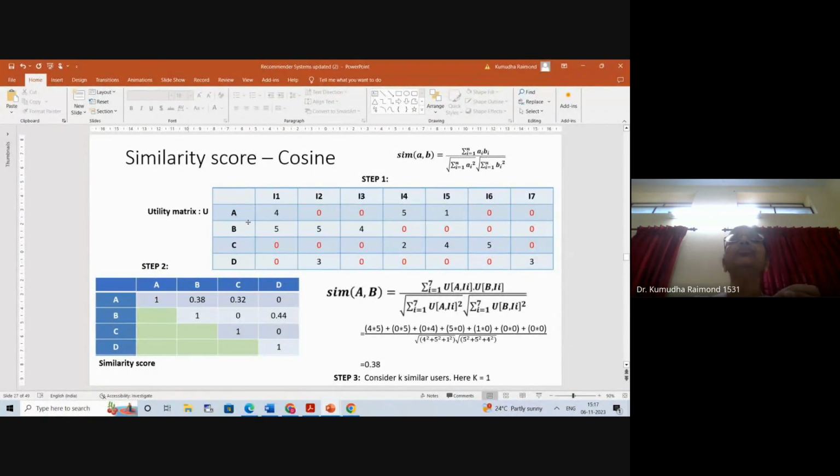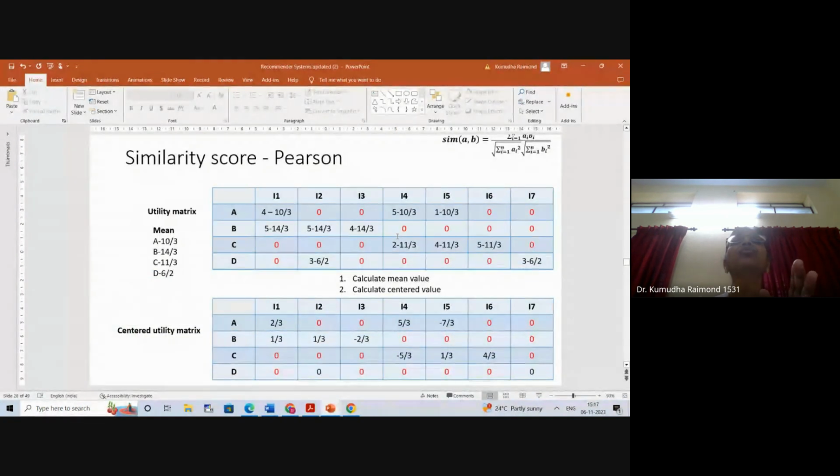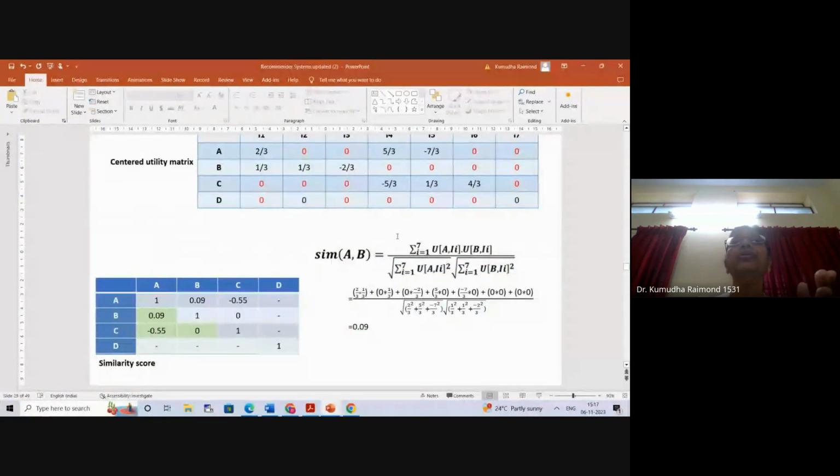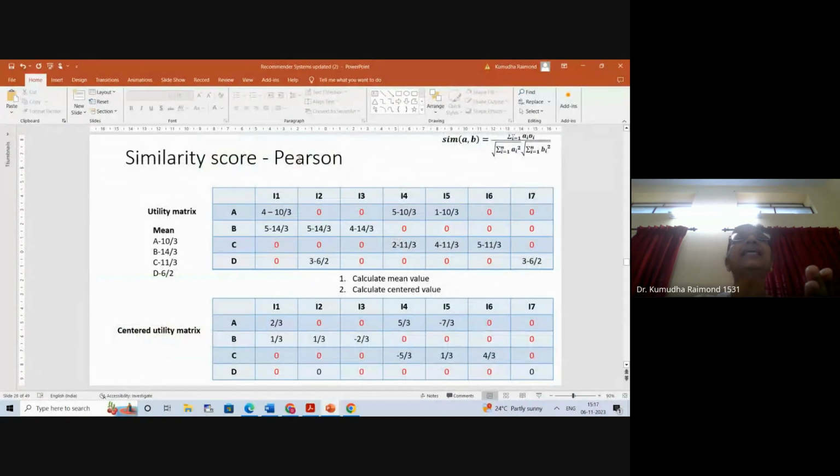So I'm going to do the same. This is called the similarity score, cosine similarity. There is another one, called the Pearson similarity score. There are two steps. Here also it is the same thing. You can see here, we need to do two things. One is to calculate the mean value and the other is to calculate the centered value. What is a mean value?